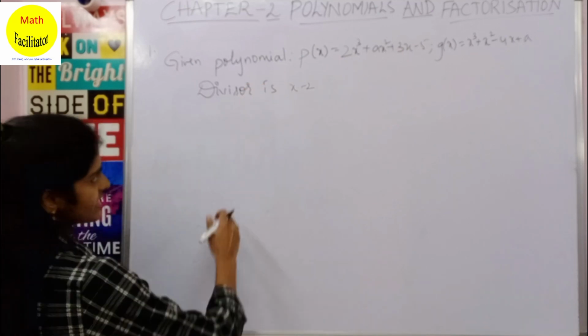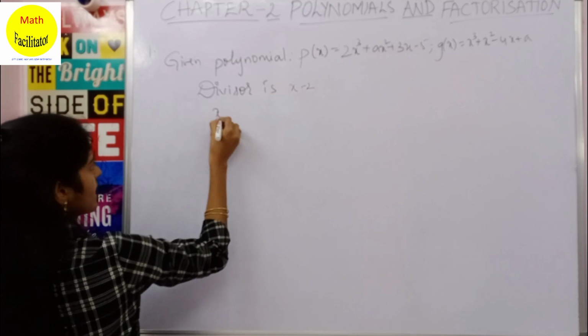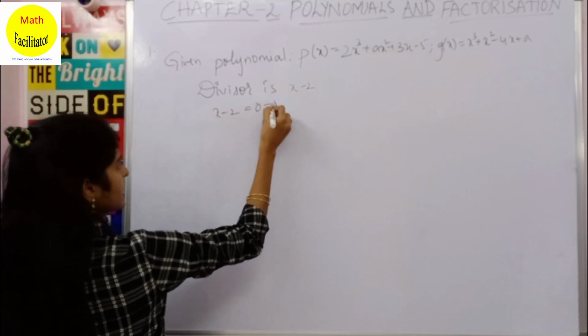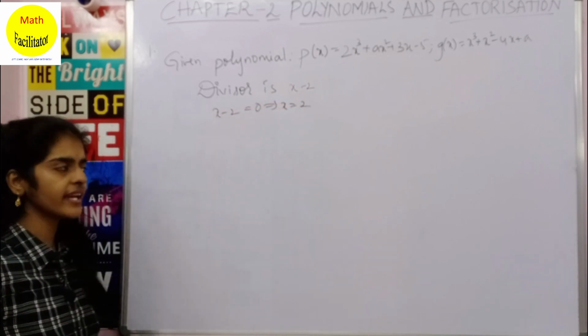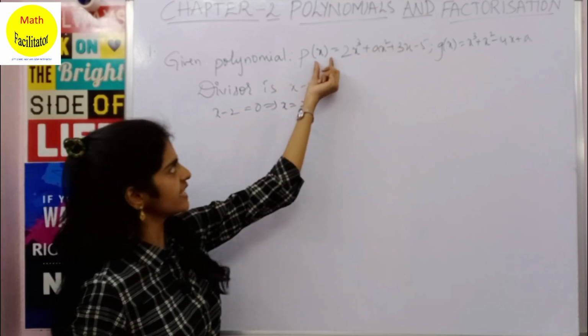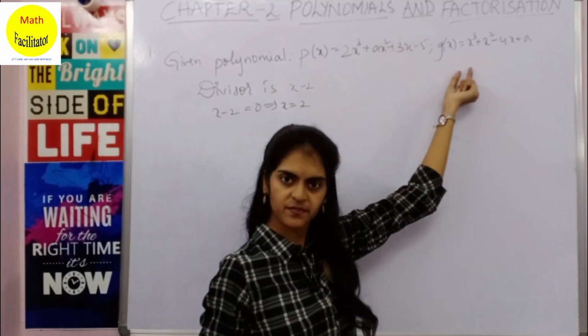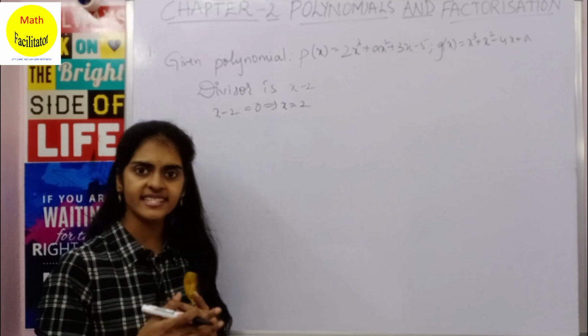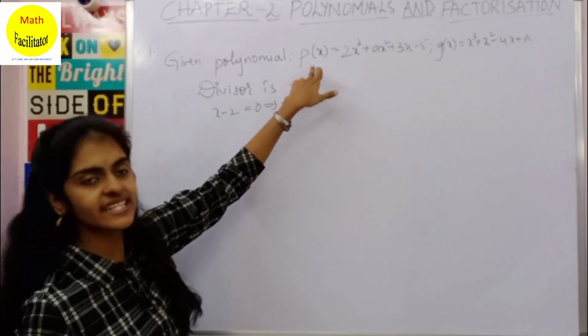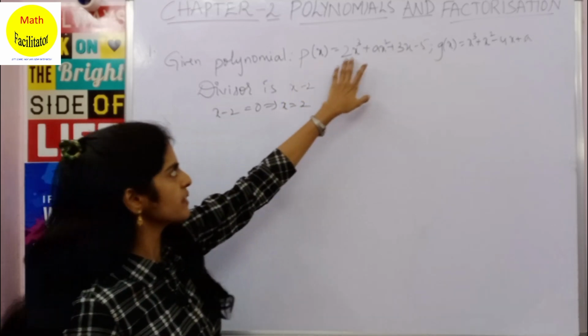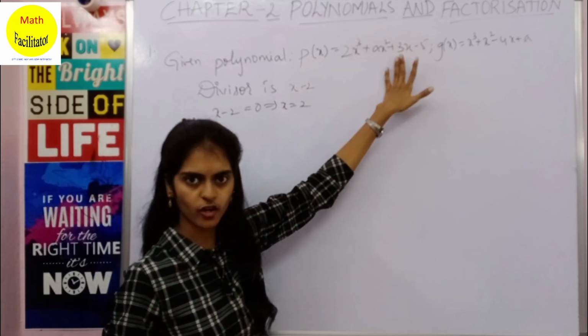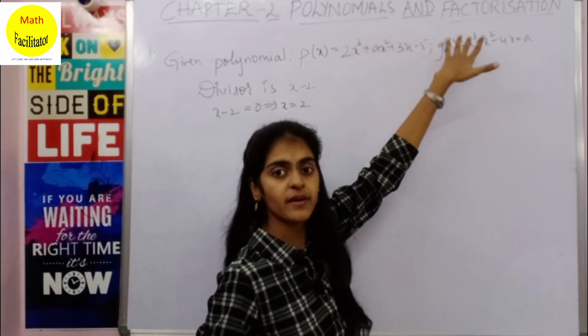Okay, so firstly let us find the zero of this. So x minus 2 is 0, which implies x is 2. So you will substitute 2 in p of x and also in g of x. Since the remainder is the same, that means p of 2 is equal to g of 2. So p of 2 gives the remainder of this polynomial, and g of 2 gives the remainder of this polynomial.